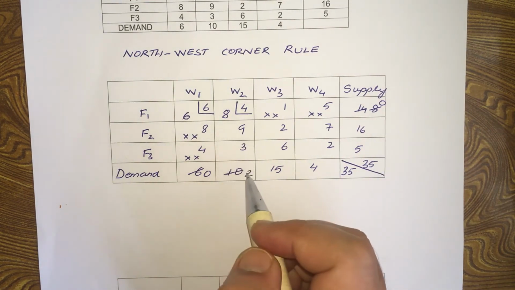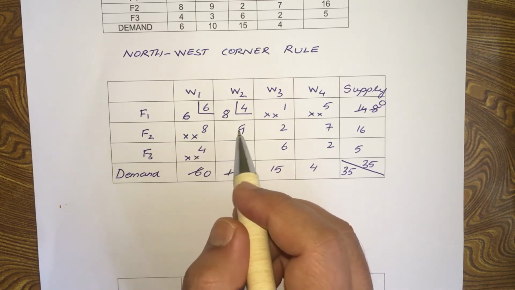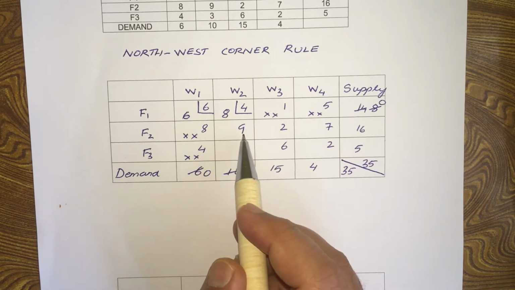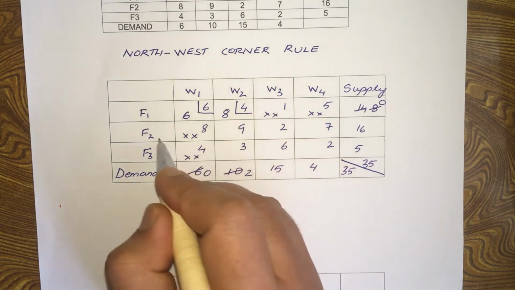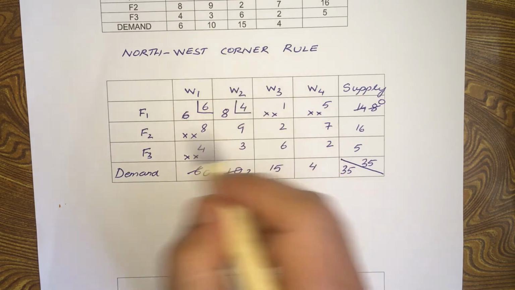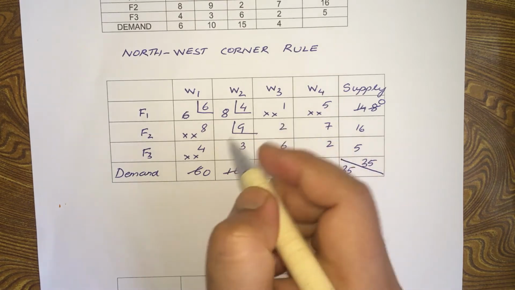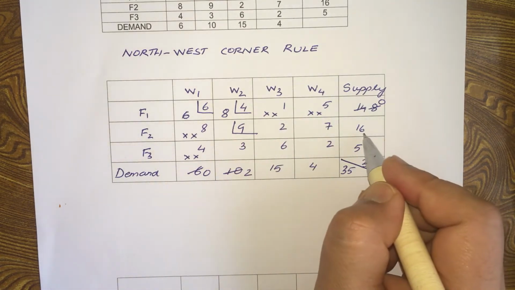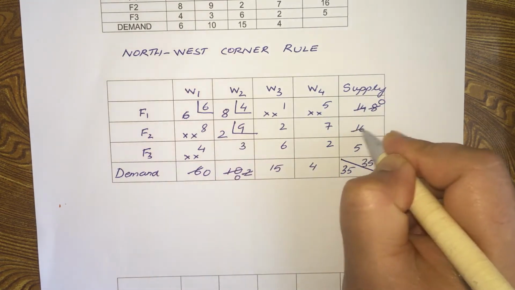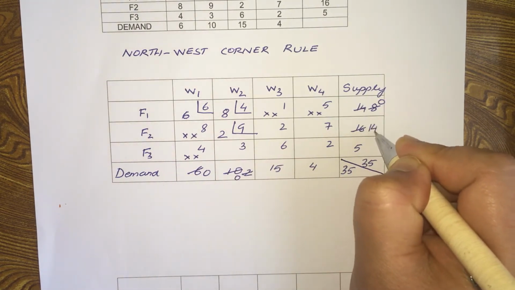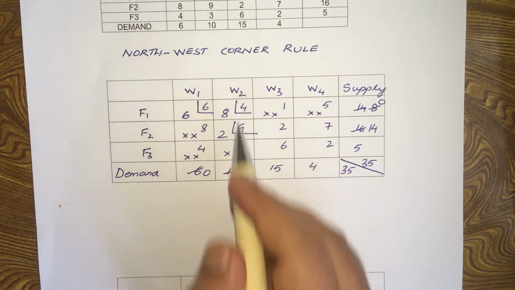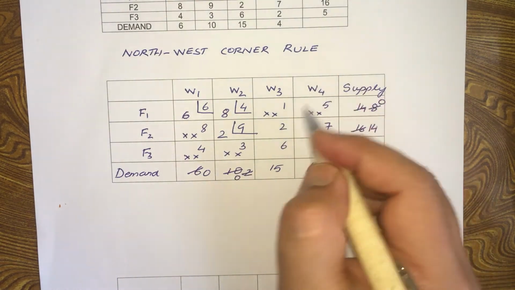Next, find out which is your northwest cell. Now remember, we have to take only those cells where there is no allocation. So your next cell is F2 W2, northwest. Always remember, northwest. So demand here is 2, supply is 16, so we allocate 2 here. So we are left with 14. Alright. So we've met the demand of W2. So cancel W2.